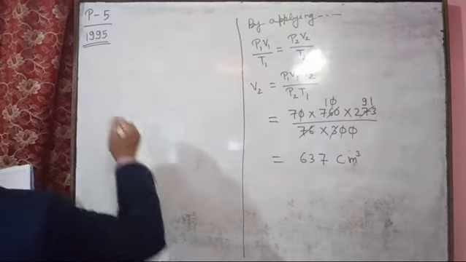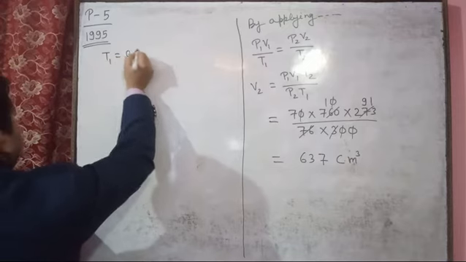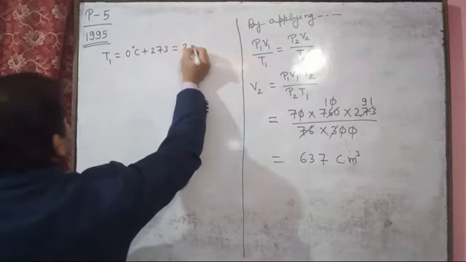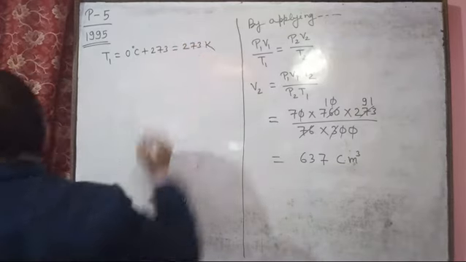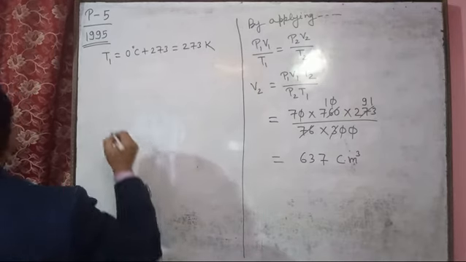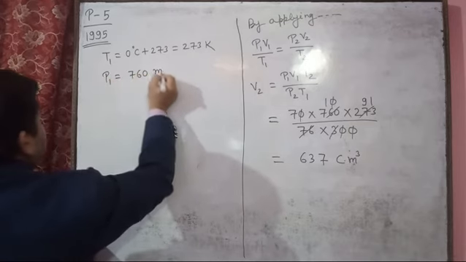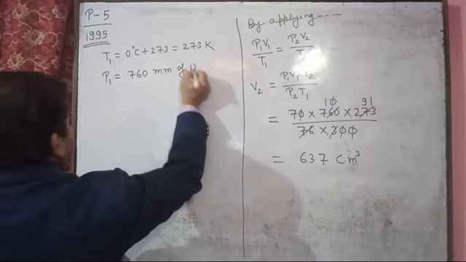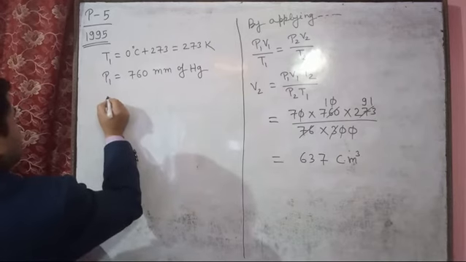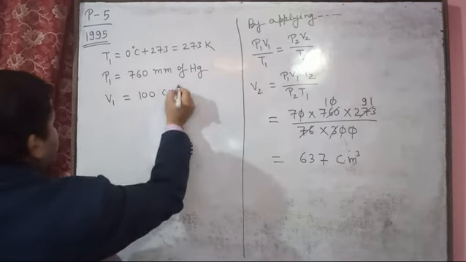So here 1995: at 0 degree Celsius means temperature T1 equals 0 degree Celsius. By adding 273 we will get 273 Kelvin. And 760 mm pressure here, so P1 equals 760 mm of Hg. A gas occupies a volume of 100 centimeter cube, so here volume will be 100 centimeter cube.